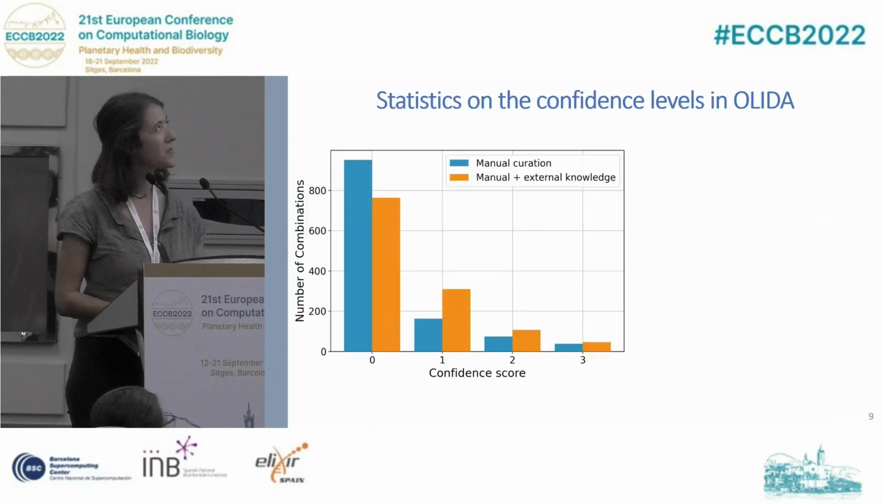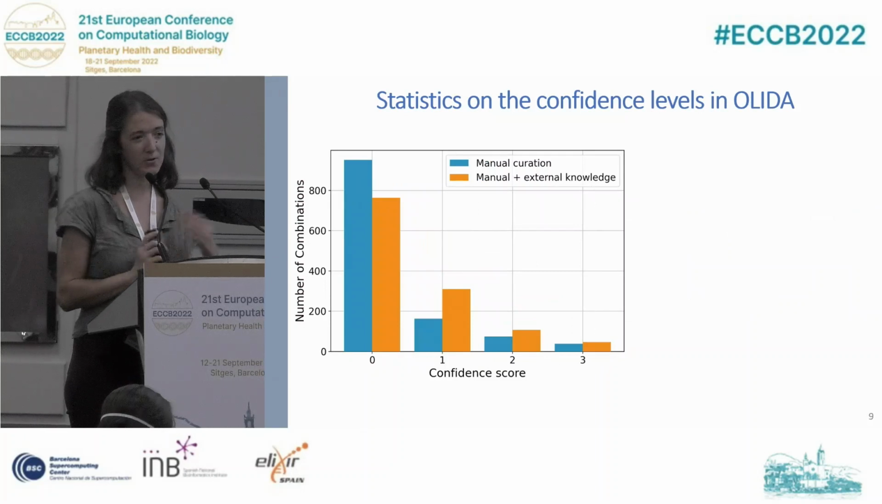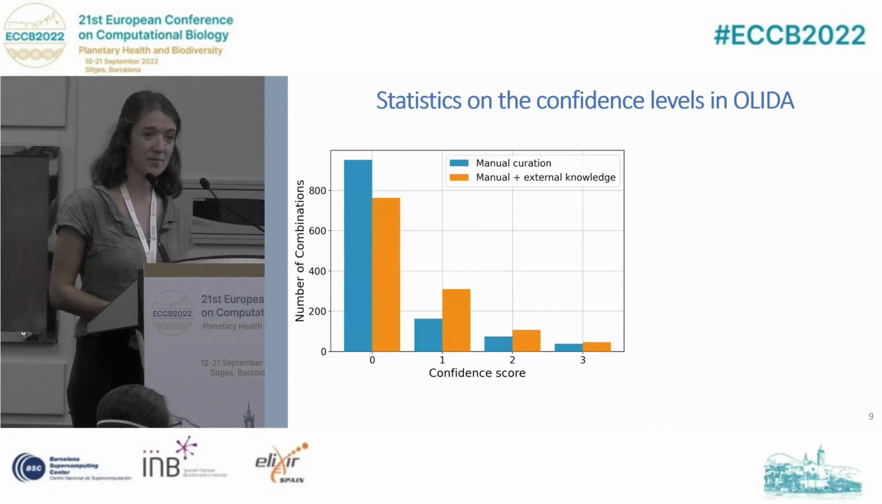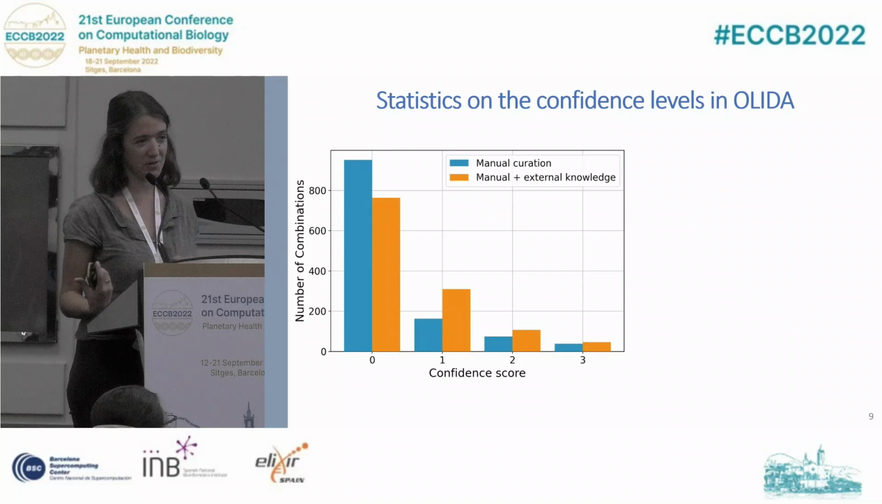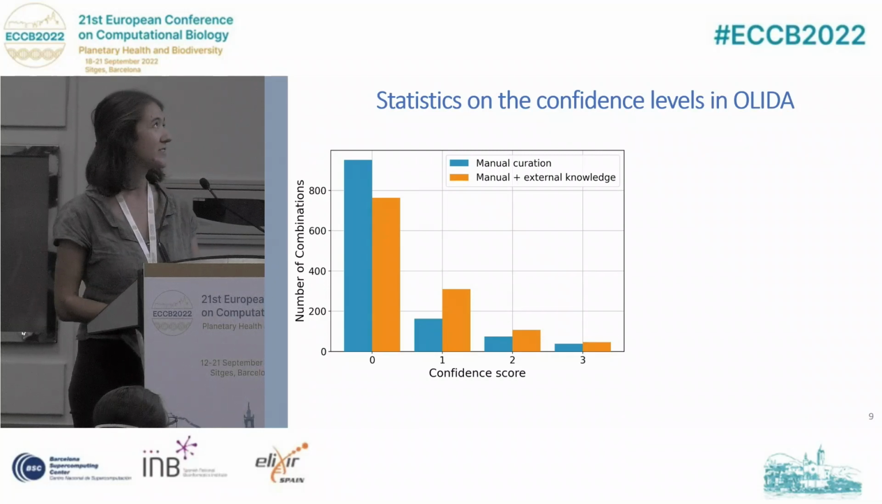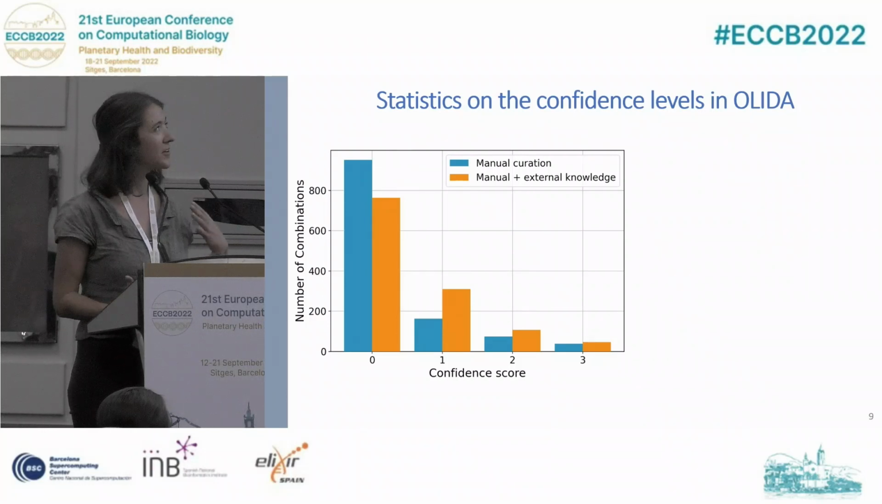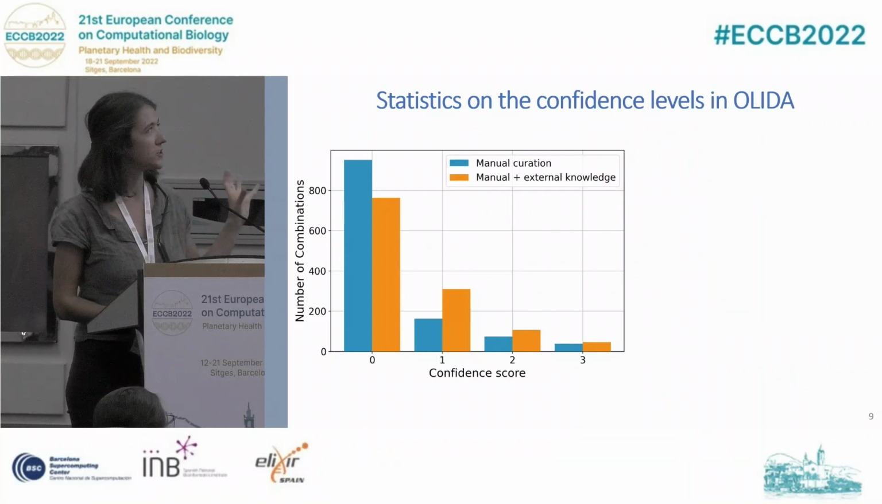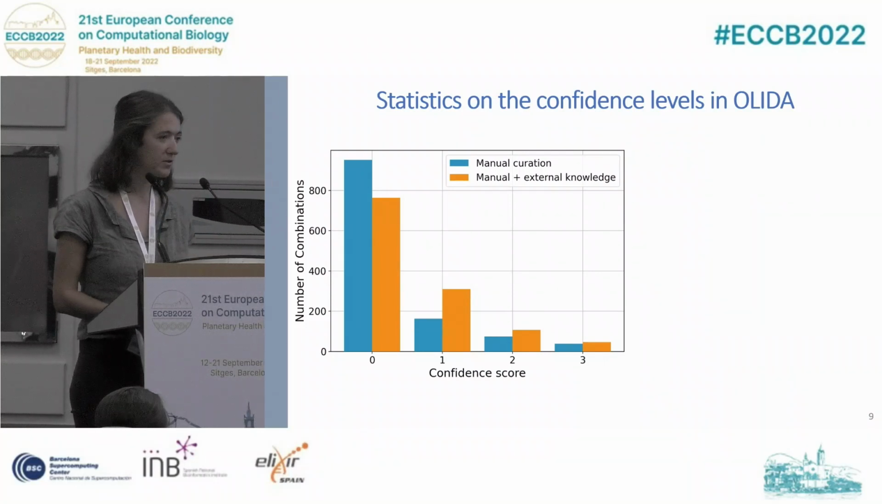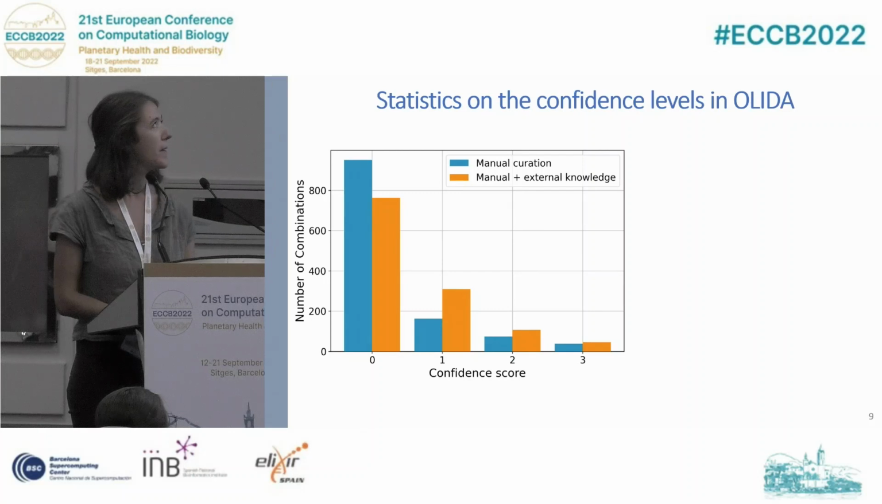In terms of confidence levels, our scores go from 0, which represents absent evidence, to 3, which represents strong confidence. We can see that, unfortunately, based on our curation protocol, most of the combinations in OLIDA were assigned a score of 0, even after the addition of external knowledge, which actually led to the improvement of a substantial number.